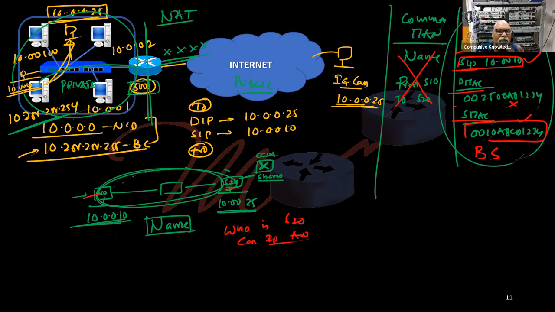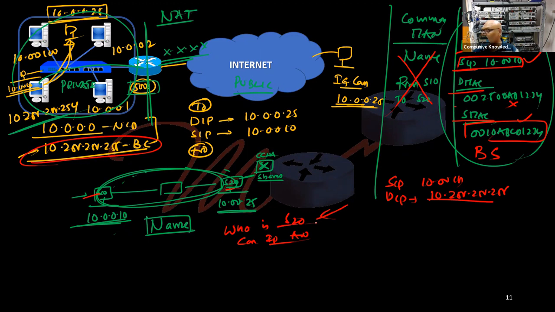But in that broadcast, what address will they put? Source IP address, I know, 10.0.10. Destination IP address, I don't know. That is why this is reserved, 10.255. That means everybody can take it. If it is 10.20, only 10.20 will take. If it is 10.25.25.25, every system will. Everybody is listening, but who answers is the right person. Question is, who is system 20?